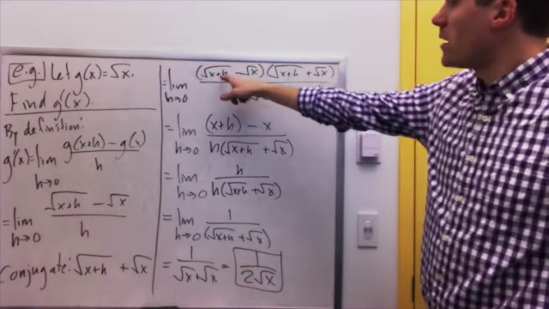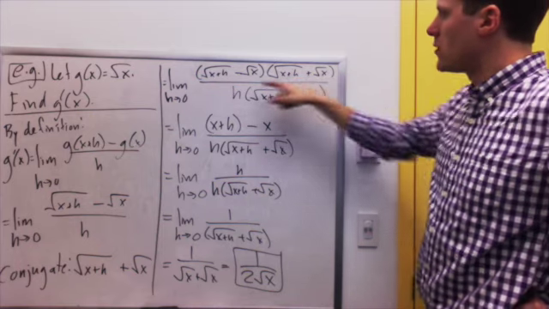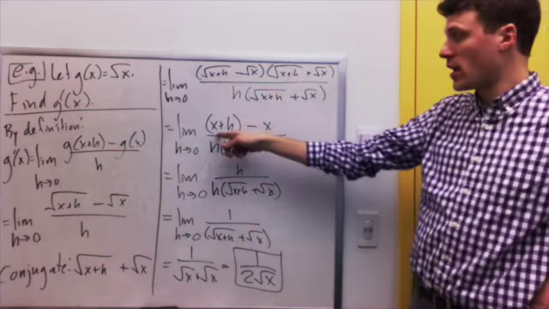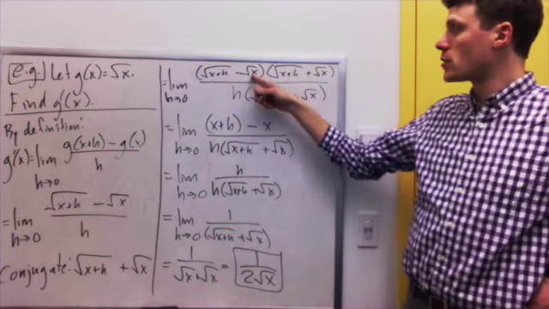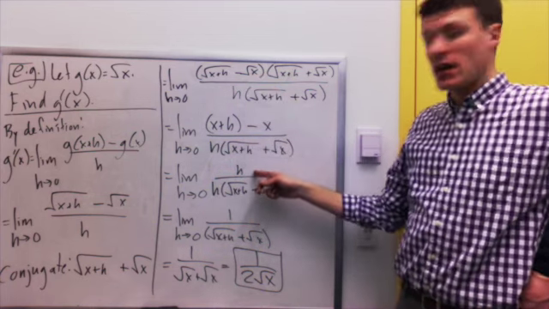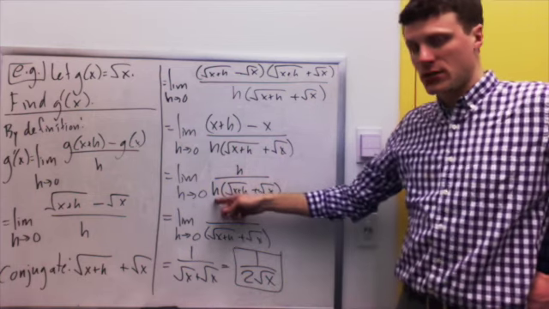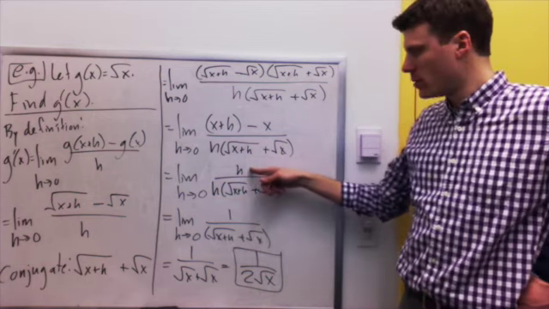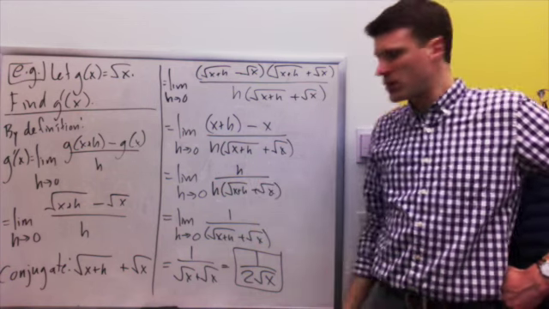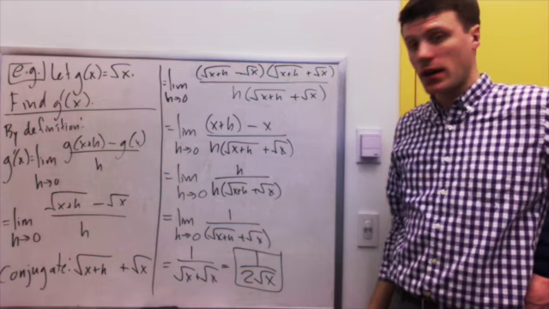Fine. So now this is a minus b times a plus b. So I get the difference of their squares. The square of the square root of x plus h is x plus h. The square of the square root of x is x. X plus h minus x gives me h. And there's the h that I wanted to cancel out. This h downstairs that I didn't multiply through, and this h upstairs cancel out, leaving me with a limit as h goes to 0 of 1 over the square root of x plus h plus the square root of x.